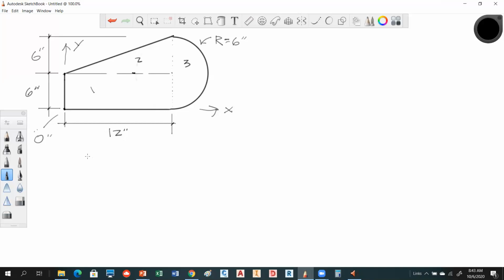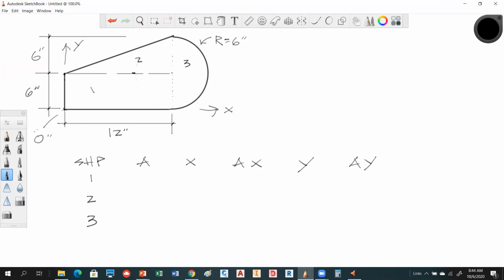Okay, so we're ready to construct a chart, and we're going to have shape, and then we have area, and then we have the x distance, and then A times x, and then the y distance, and then A times y. So you're going to get used to this chart because that's all this is going to be in this chapter. Okay, it's pretty simple actually once you get into it. So the first one is shape 1, then shape 2, and then shape 3.